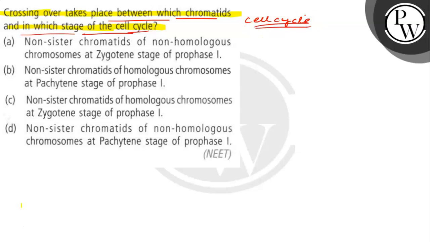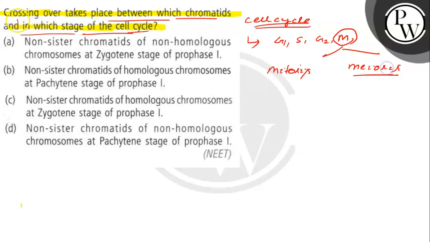Cell cycle first. Before coming to the cell cycle, first of all you have to describe the cell cycle. The cell cycle takes place in four phases, that is G1 phase, then S phase, then G2 phase, then M phase. This M phase is divided into two phases: one is mitosis, and another one is meiosis.